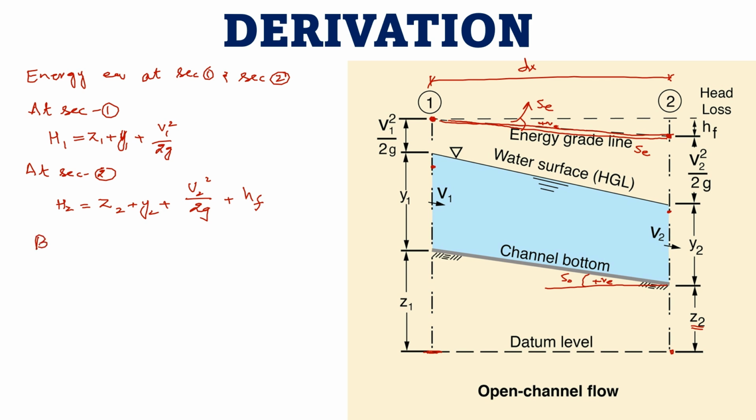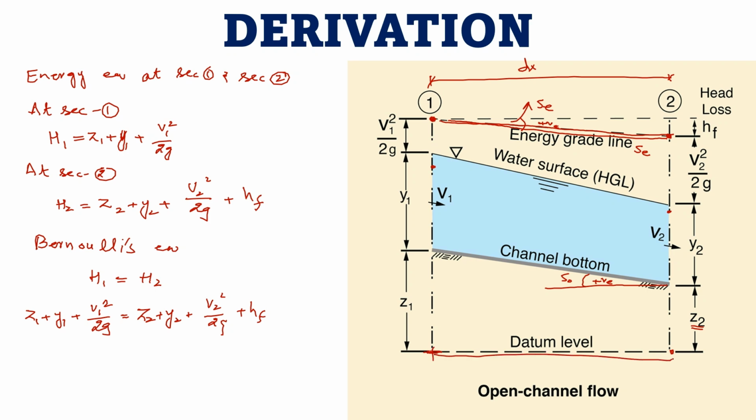If we apply Bernoulli's equation, it says that total energy at section 1 is equal to total energy at section 2. So we simply put the values of energy: Z1 plus Y1 plus V1 square over 2G is equal to Z2 plus Y2 plus V2 square over 2G plus HF. The distance between section 1 and section 2 is dx, as already written here. So we can simply rearrange the equation.